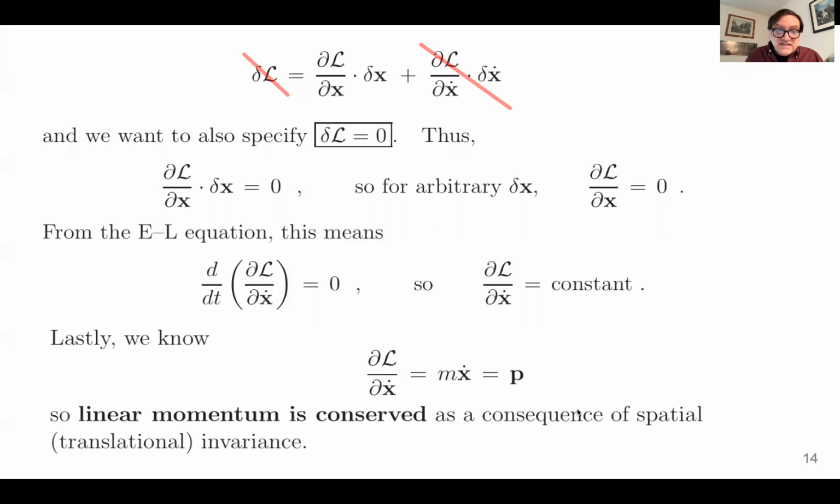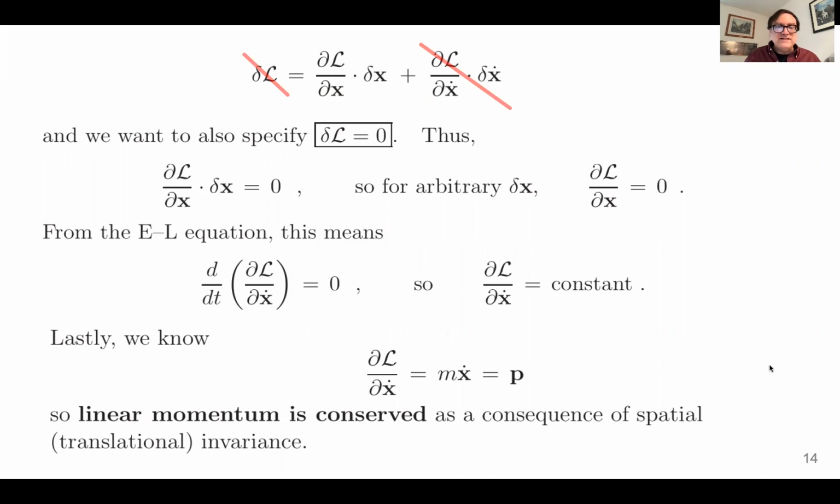And, well, we've seen that several times now. That works out to be, for our standard definition of the kinetic energy component of the Lagrangian, just the momentum. So we've shown that the vector linear momentum is constant. Linear momentum is conserved, and it all comes down to assuming that we had no change in the Lagrangian by moving this system by a little displacement in space. Okay. I hope that makes sense.